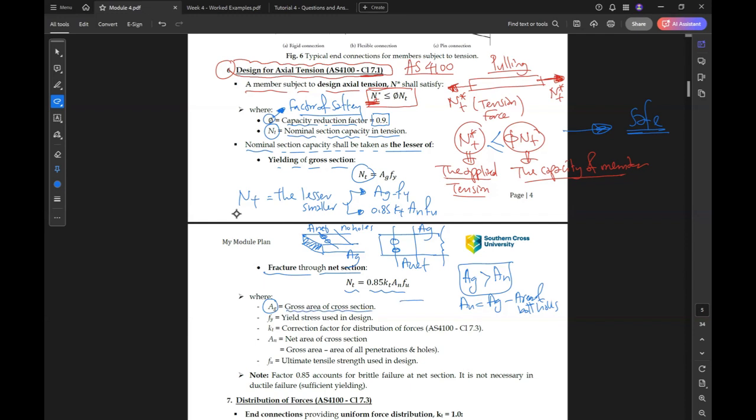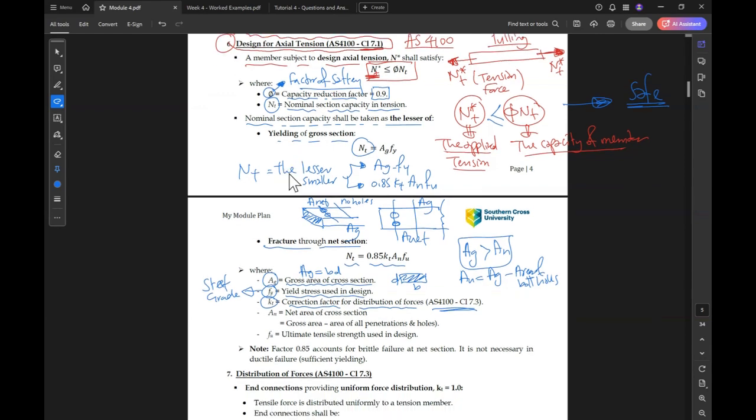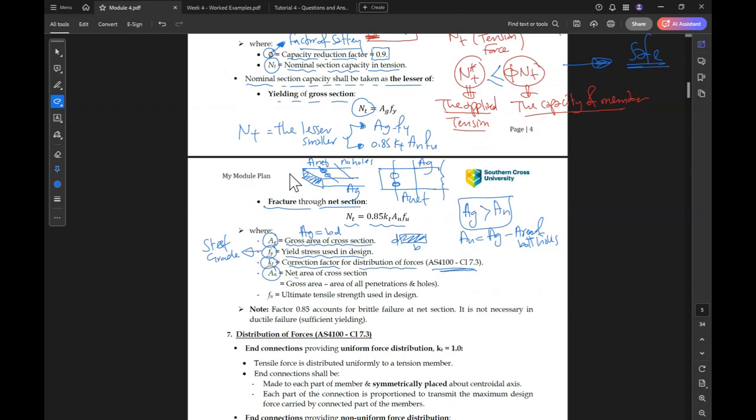For example, if we have a section B by D, the area gross will be equal to B times D. Fy is the yield stress of the steel, depending on the steel grade. Kt is called the correction factor for distribution of forces, and will be calculated using this clause. Area net is the cross section area, which is equal to the gross area minus the area of holes. Fu is the ultimate tensile strength used in design of steel, so this also depends on the steel grade.